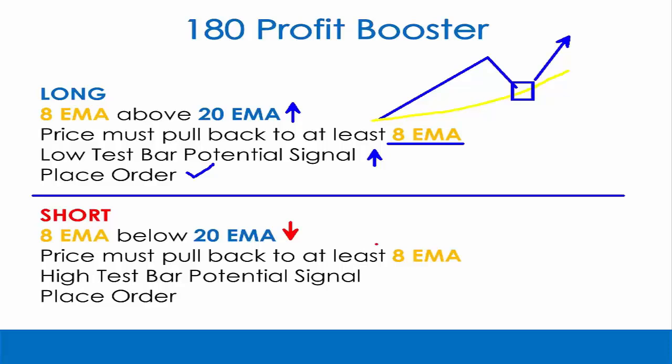Then, of course, we're looking for our price action pattern, which is the high test bar. We get the high test bar, that's a signal to sell, which we'll place our orders on. And if we get triggered into the trade, ultimately, we're going to be targeting a 1-to-1 reward to risk.